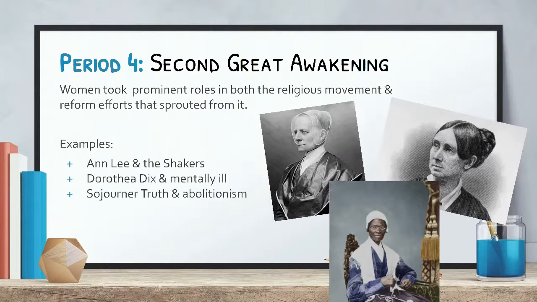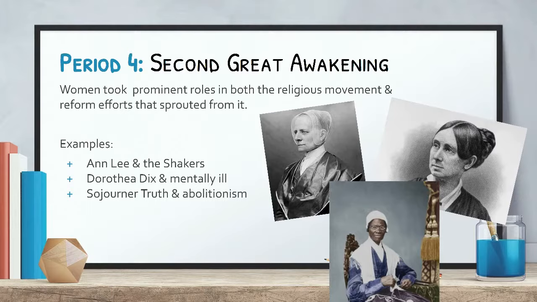A key term and topic of Period 4 is the Second Great Awakening. Women took prominent roles in both religious movement and reform efforts that sprouted from it. On the religious aspect, an example is the leader of the Shakers, Anne Lee, who gathered a significant amount of followers who believed in the imminent arrival of Jesus.